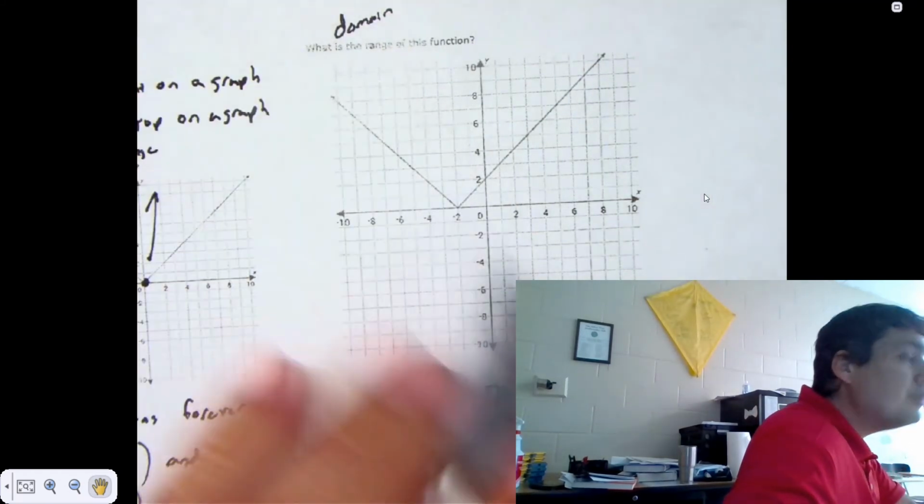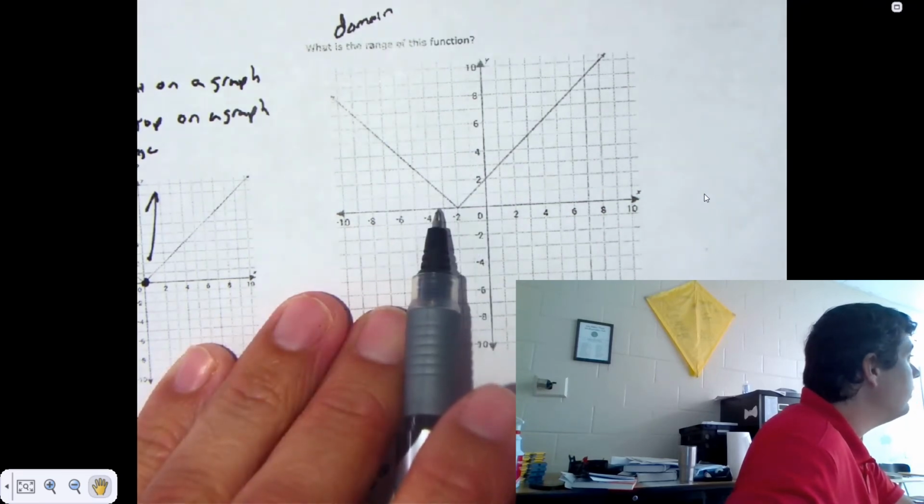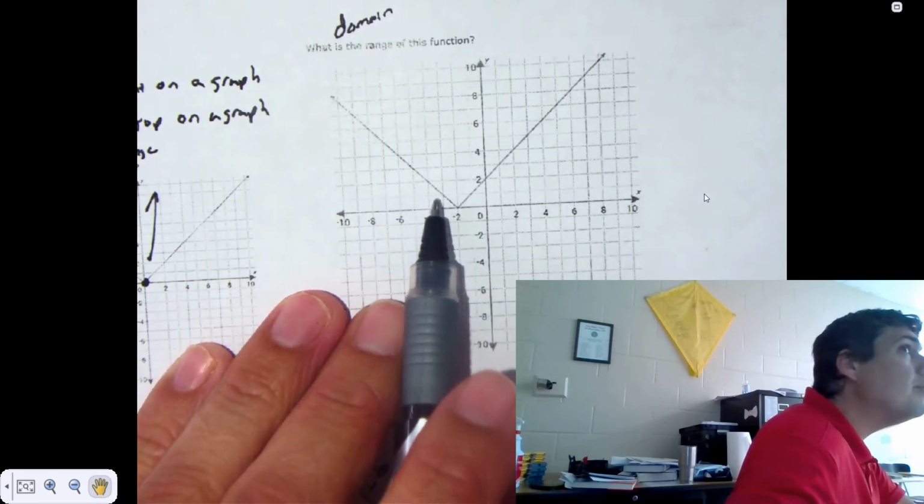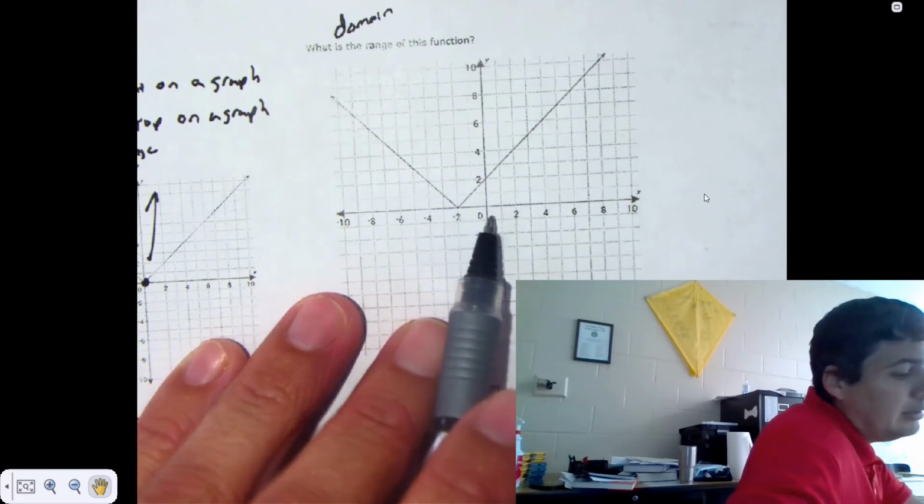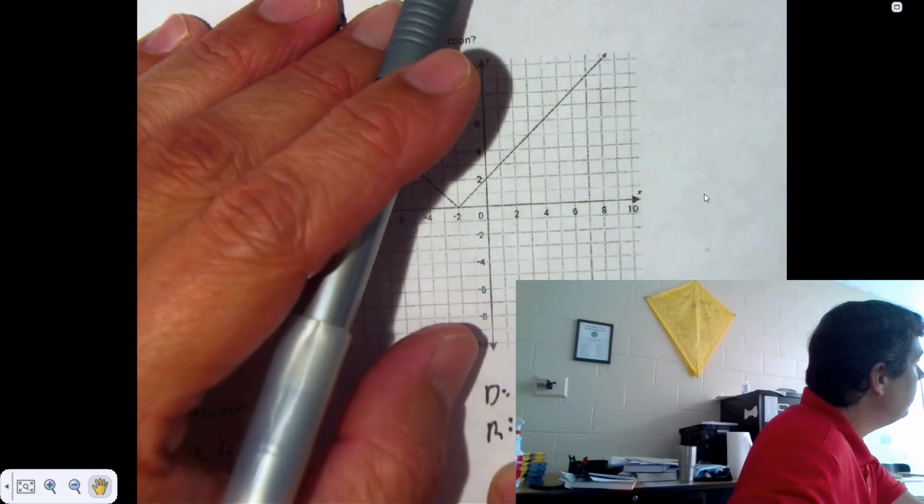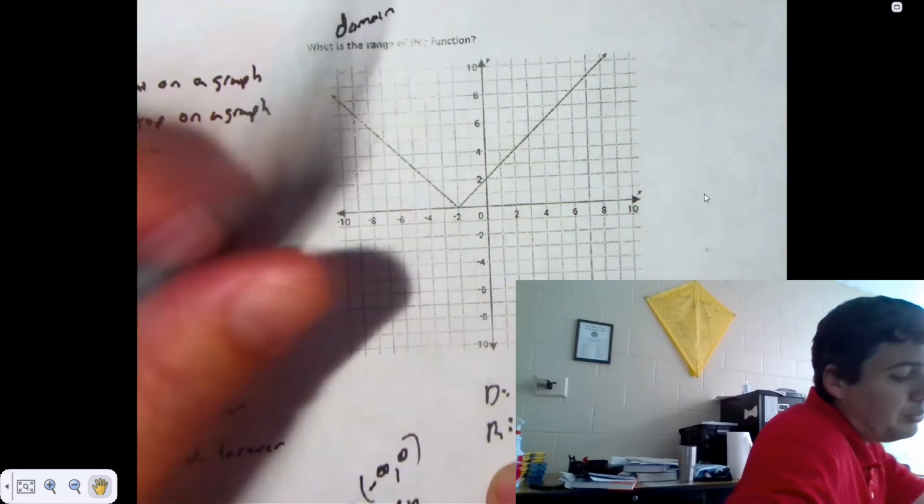Range. This graph has shifted left, but that just affects values of x. It actually has no effect on this one. What's the smallest value of y? 0. Okay. Does it rise forever? Yes, it rises to what we call infinity. So Grant, what's the range? I say y is greater than or equal to 0.